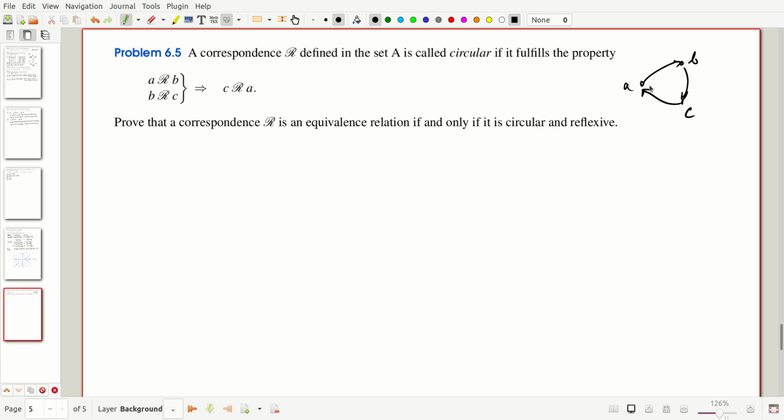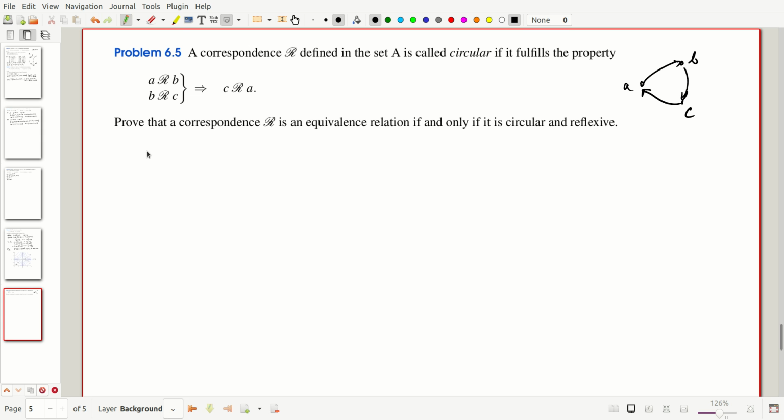What we need to prove about this type of correspondences is that if they have this property and reflexivity, that is equivalent to saying that R is an equivalence relation. So R is an equivalence relation if and only if it is circular, so it's got this property, and it's reflexive, right? So we have to prove this in the two directions.